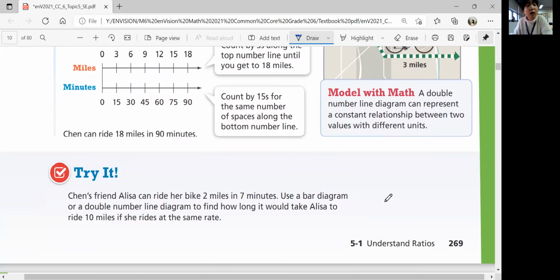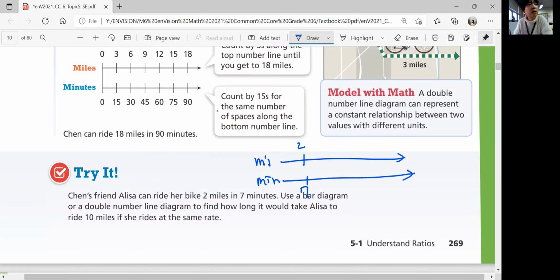Let's try this problem on the bottom. Come back when you're ready for the answer. Chen's friend Alyssa can ride her bike 2 miles in 7 minutes. Use a bar diagram or a double number line diagram to find how long it will take Alyssa to ride 10 miles if she rides at the same rate. So miles and minutes. 2 miles in 7 minutes.